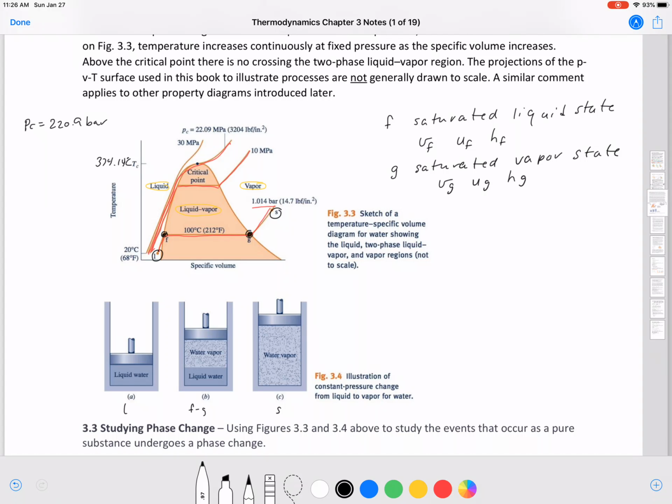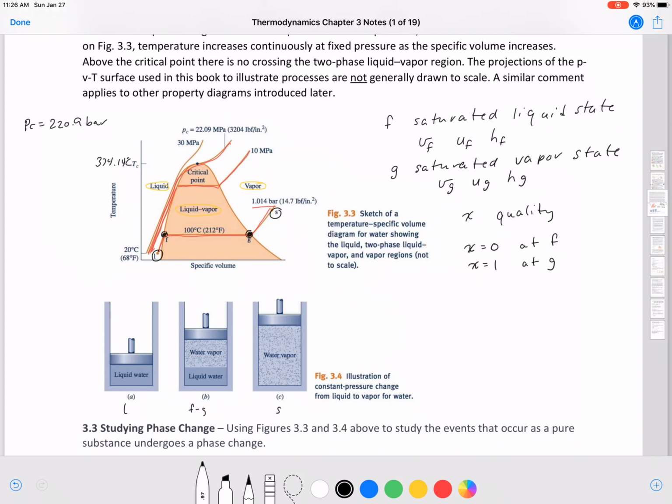And when we're in between there, we have to find an additional value, and so we have something we call X, and that's quality. And all quality really tells us is where we are between F and G. So X equals 0 at point F on that diagram, and X equals 1 at G. So we're just looking at a ratio, and you'll see there's formulas for how to figure that out, but really all we are is between these 2 points.